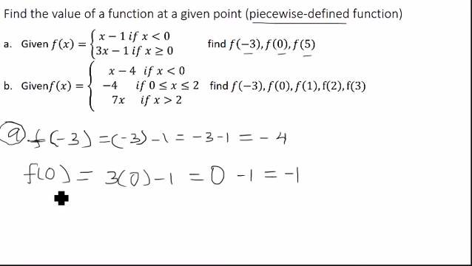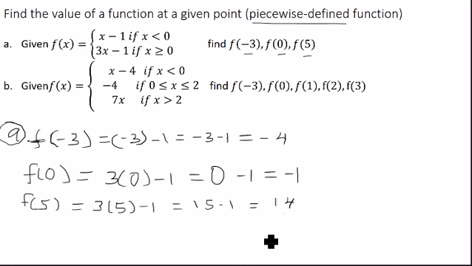So this way we found the values of the function at two different places. Now let's look at the last part of part A, which is f of 5. Now 5 is greater than 0, so it's going to be in the second branch. So it's going to be 3 times 5 minus 1, which is 15 minus 1, which is 14. Alright, so we have -4, -1, and 14 as our answers. Now pause this video for the last time and then work on part B.